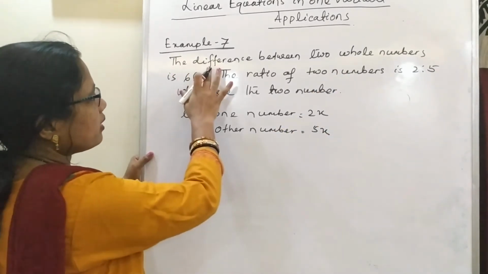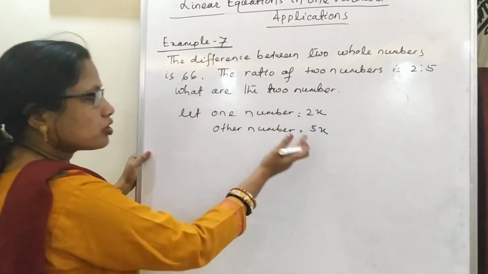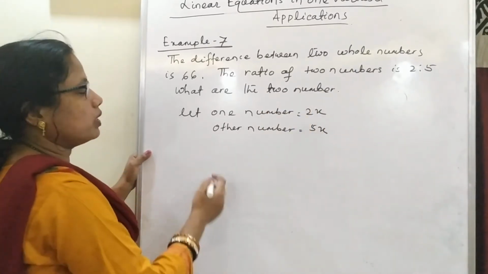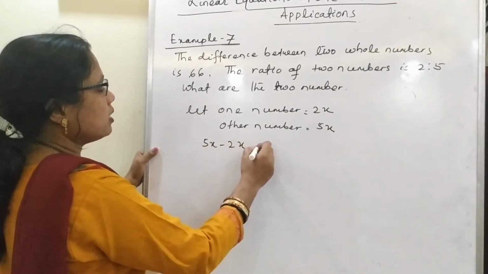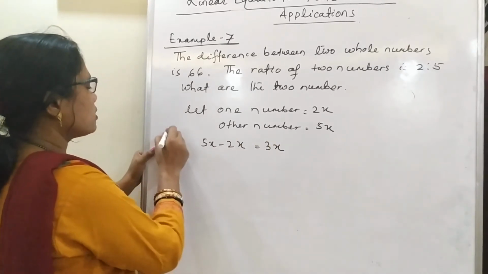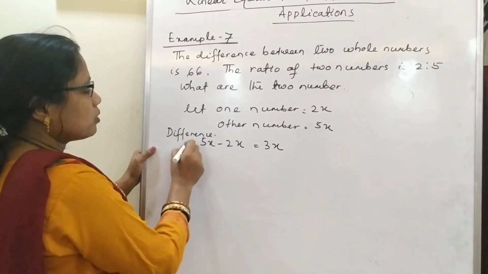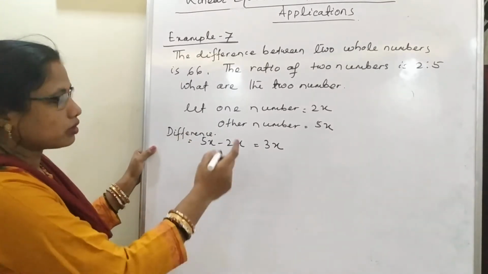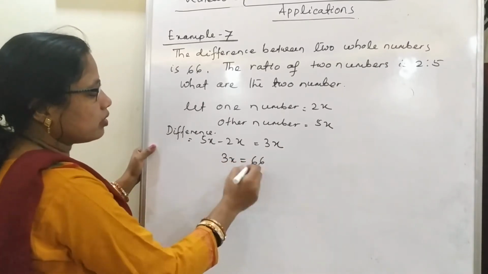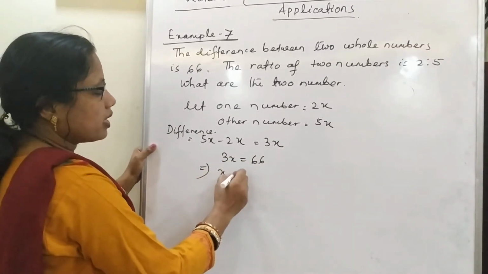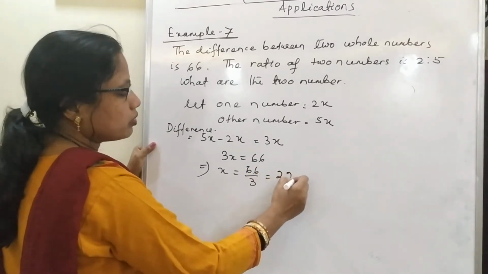Then the next sentence is the difference between the whole numbers. So here 5x is greater than 2x. So the difference of the two numbers is 5x minus 2x, which is equal to 3x. But 3x is equal to 66, it is given in the question. So this implies x is equal to 66 by 3, which is equal to 22.